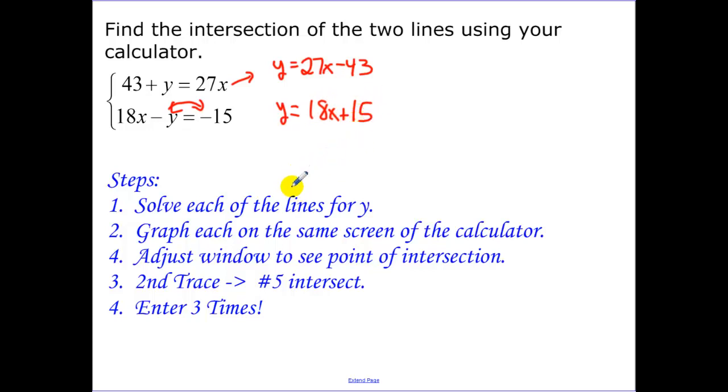15. Now you're going to graph these on the same screen. You're going to graph one of them in y1, graph one of them in y2. Adjust the window so that you see the point of intersection. You're going to have to adjust your window. And then you go to second trace, which is the calculate menu under our graph. And then you look for number 5, the intersection, and then hit enter 3 times. And I'm going to bring up a calculator and show you guys how to do this.